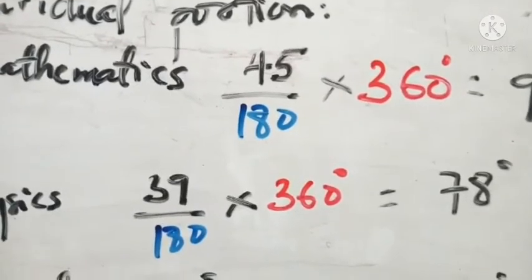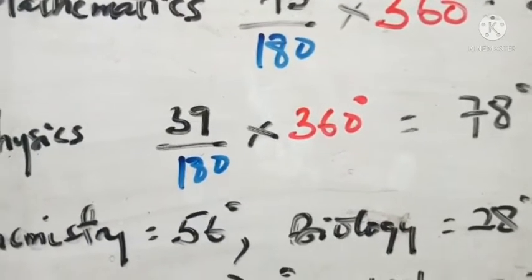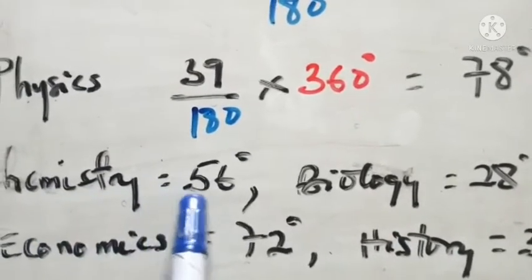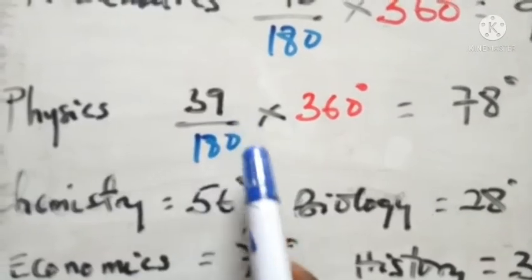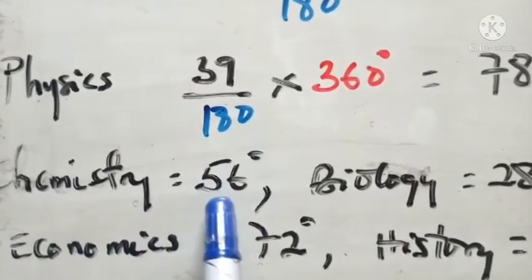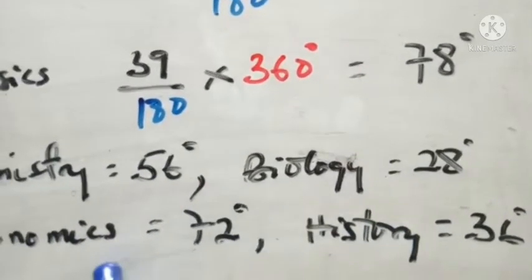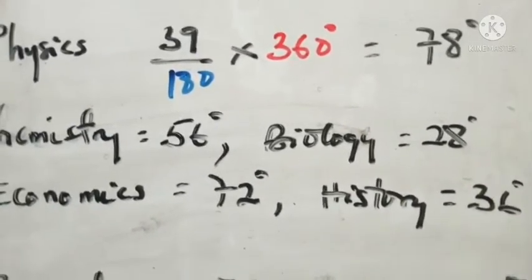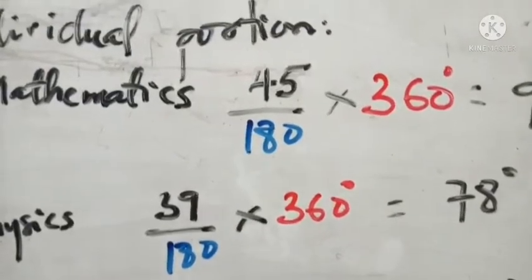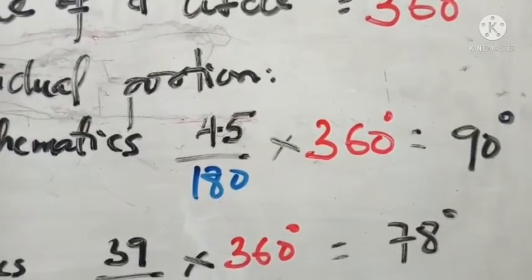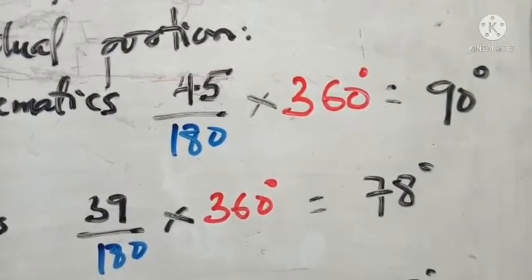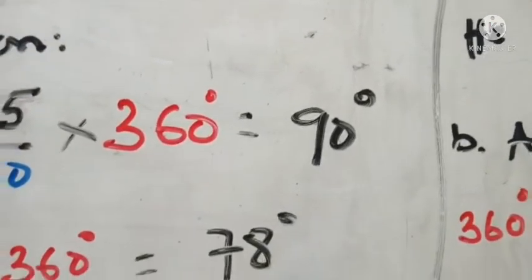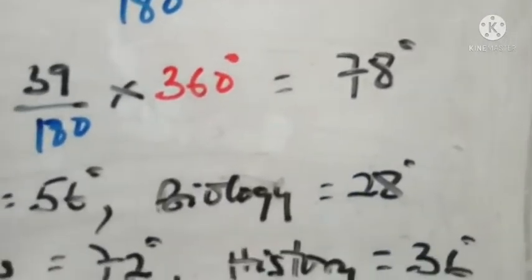So the same we have to calculate for all the subjects being given to you. So when you do your calculation perfectly, you can see that chemistry is equal to 56 degrees. The same approach, right? Chemistry is equal to 56 degrees, and then biology will be 28, economics will be 72, and then history will be 36. So that is how best you can do the calculation. Now that we know the portions of everybody on the pizza, when you call upon the mathematics students, they will go for 90 degrees size of the pizza, and then physics will go for 78, and so on and so forth.